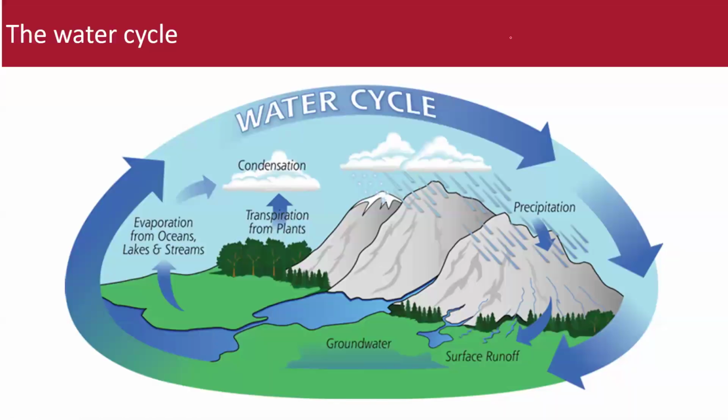The water cycle is a lot simpler. You start with water on the ground. It then evaporates, then condenses, which is basically turning into clouds. There's also transpiration from plants. Then the clouds precipitate. The water goes down the side of the mountains as surface runoff, back into the water again. So that is the water cycle.